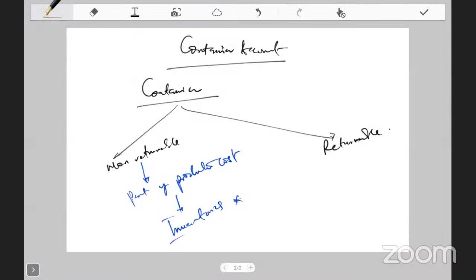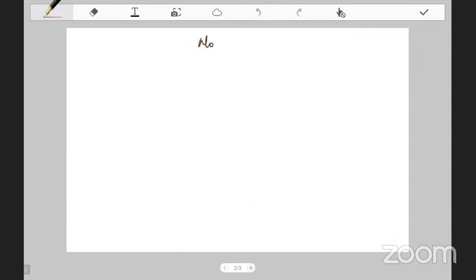So let's take the first class, the first element of the class, which we call non-returnable container. From the element of the word non-returnable container, we have said that they are part of the elements of what we use to produce. In that case, we account for them as inventory.